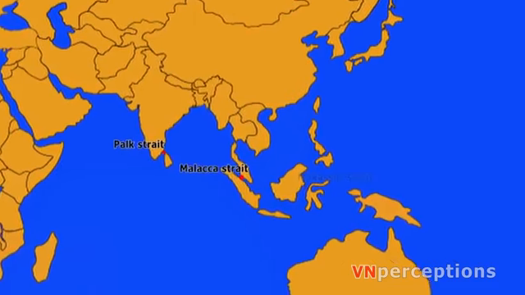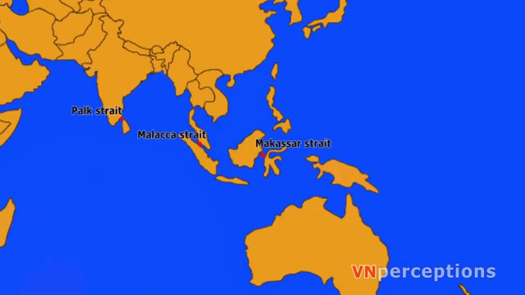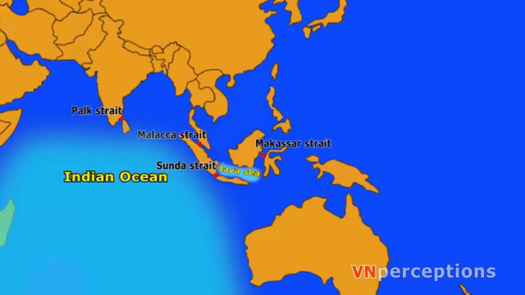Next one, Makassar Strait. It is a strait that lies between the islands of Borneo and Sulawesi in Indonesia. To the north, it joins the Celebes Sea, while to the south, it meets the Java Sea. Next one, the Sunda Strait. It connects Java Sea to Indian Ocean and separates Java Islands of Indonesia with its Sumatra Islands.